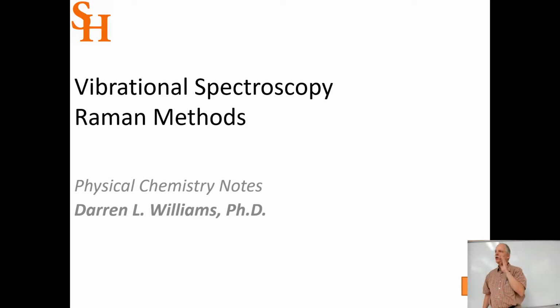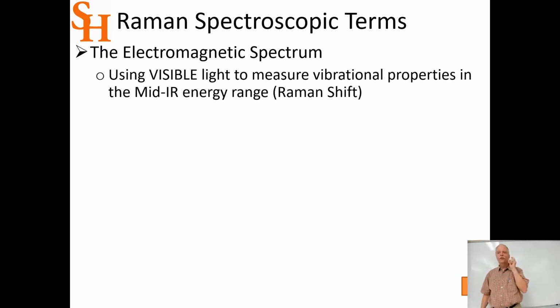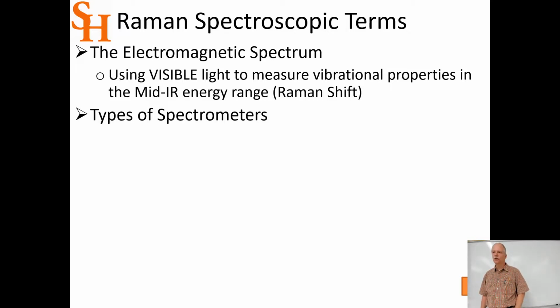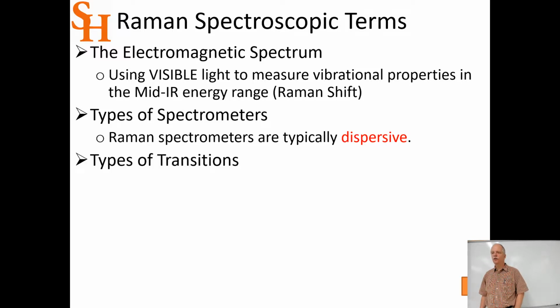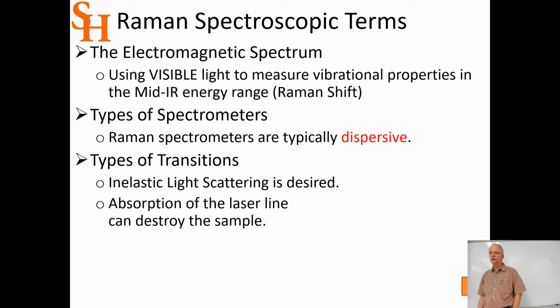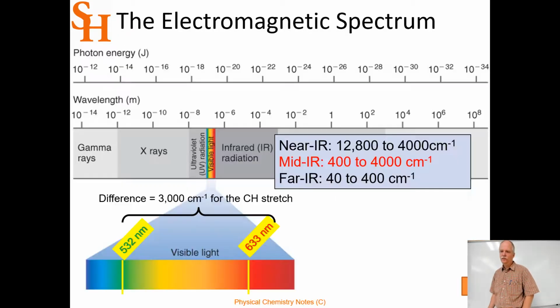And so we're still in vibrational spectroscopy, but this is the Raman methods, or inelastic scattering. We're in the visible region of the electromagnetic spectrum, but we're using the scattering of those visible photons to capture the vibrational information in the mid-infrared. And so we'll talk about dispersive spectrometers, or using them in the Raman setup, and then we'll look at the different transitions that we have.